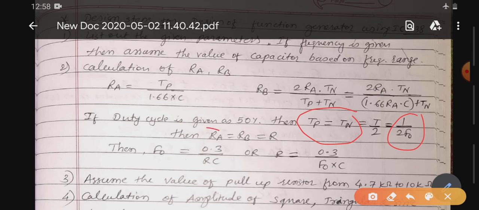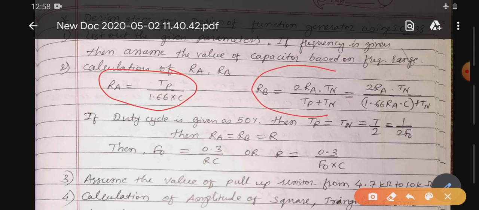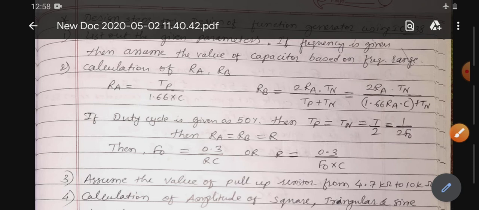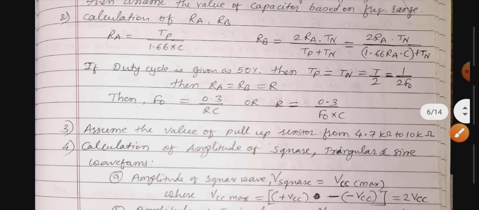So for output frequency FO, the standard formula is 0.3 divided by R into C. And from this also we can calculate, if frequency is known, directly R can be calculated by rearranging the term. So these three formulas you have to keep in mind: RA, RB, and output frequency formula. Then you can assume the value of capacitor.